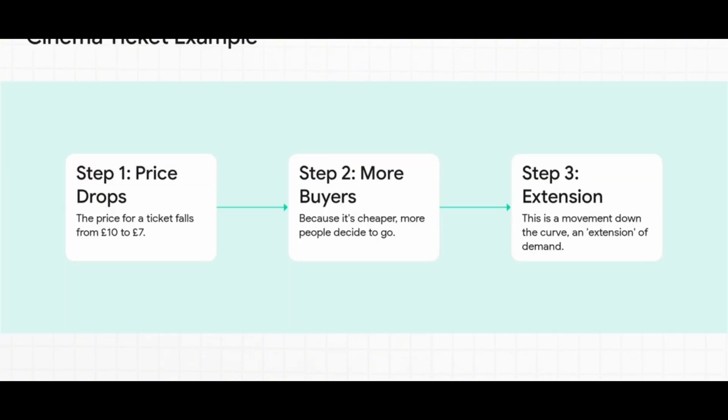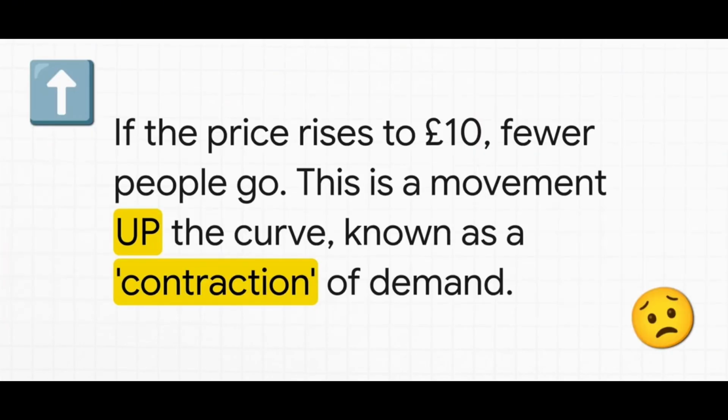So let's go back to our cinema tickets. Let's say the price drops from a tenner down to a much more appealing £7. Well, what happens? Because it's cheaper, more people go, "Yeah, let's go to the movies." On our graph, we see this as a movement down along that fixed curve. And in economics, we have a name for that, an extension of demand. And of course, it's a two-way street. If the cinema jacks the price back up to £10, a bunch of people are going to say, "Nah, I'll wait." So fewer tickets get sold. This is a movement up the curve, and we call that a contraction of demand. See, the path, the escalator, didn't change, just our position on it.